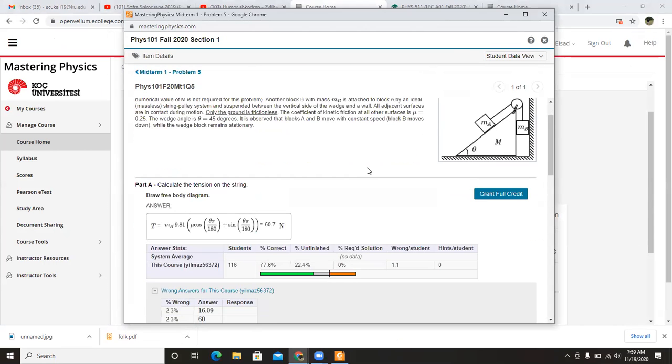Okay, so here is an incline, and we have an object of mass MA and an object of mass MB. The inclined mass is M and forms an angle theta. There is friction here, and this system is left to move with constant acceleration downwards. B goes downwards, M goes upwards.